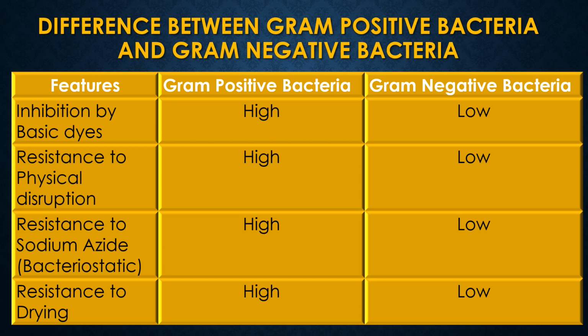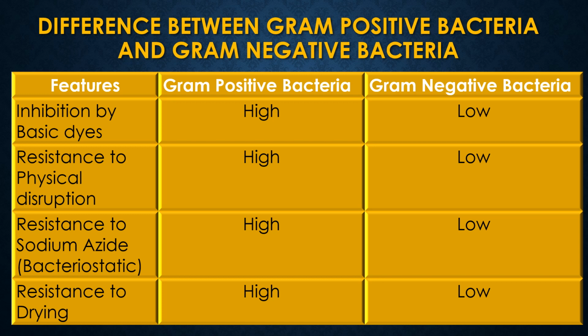Regarding the resistance to physical disruption, gram-positive bacteria are highly resistant to physical disruption because of the presence of endospores, but gram-negative bacteria have low resistance to physical disruption. Physical disruption means the disruption caused by excess heat or excess cold, radiations, some other agents, etc.